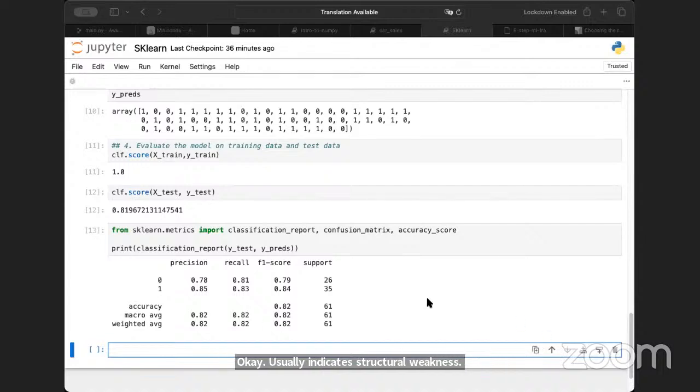So I'll type it here for you guys so that you understand what is what. Precision is basically what percent of your predictions are correct.